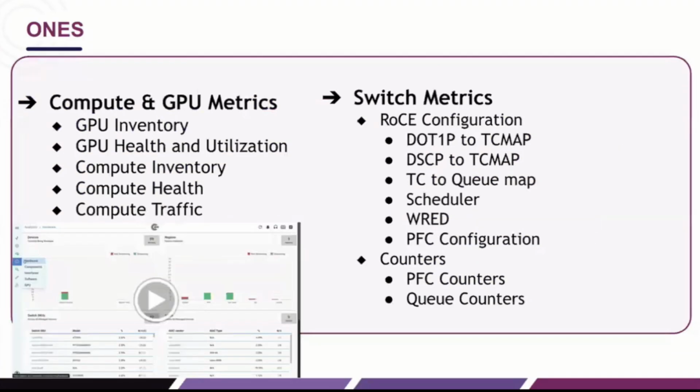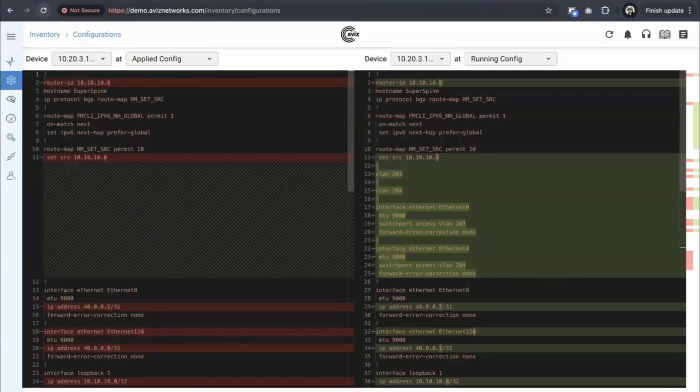For the actual compute itself on the server, we can get GPU inventory, GPU health, and basically the health of the server itself, plus all the GPUs that are running on the server. And for the switch metrics, specifically for AI, we can get the RoCE configuration, all the maps, schedulers, and other configurations that are actually running on the switch right now, and we can get all the counters associated with it. So I'll show that in the live demo itself.